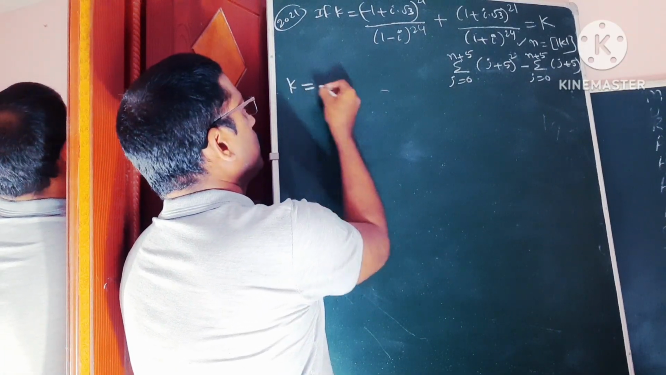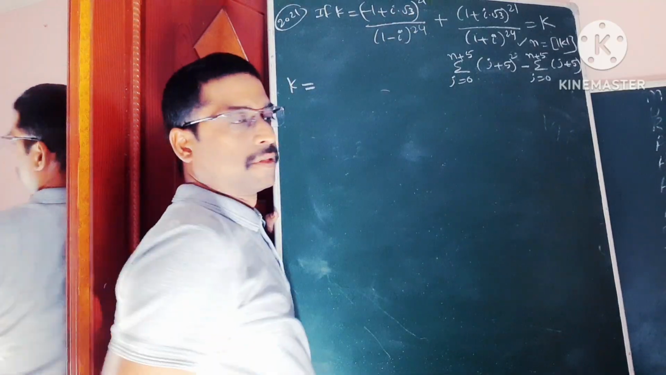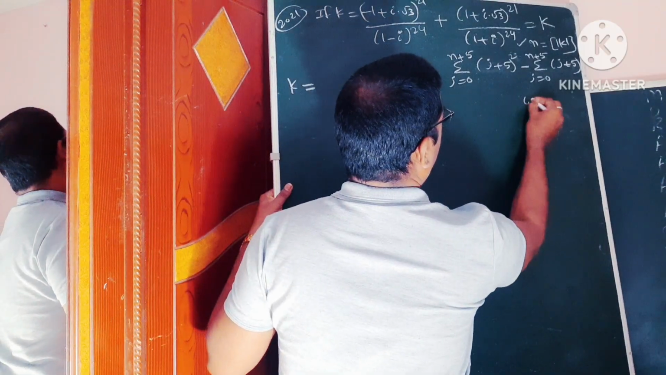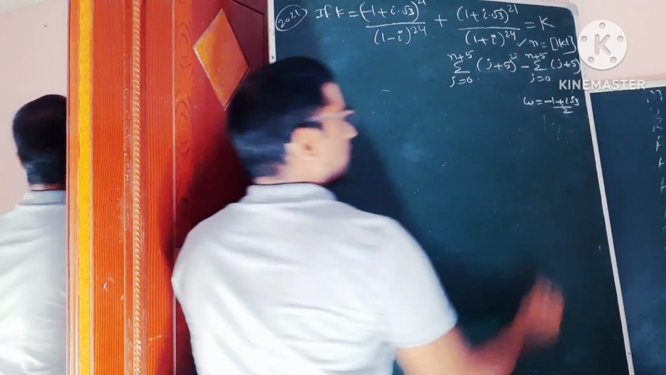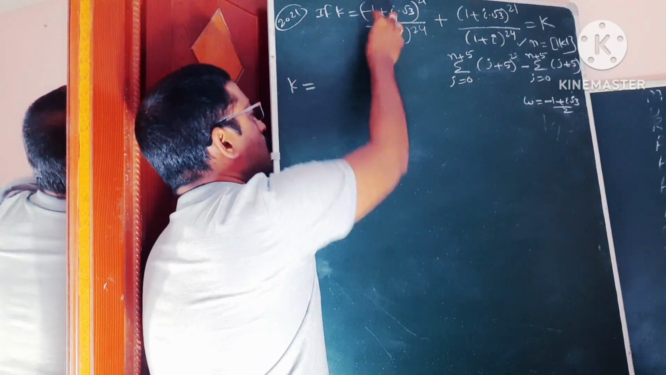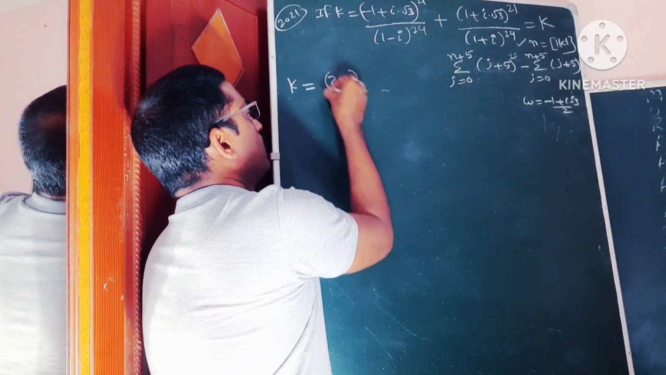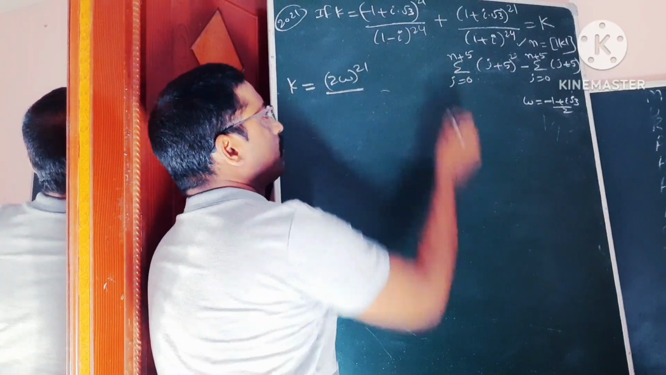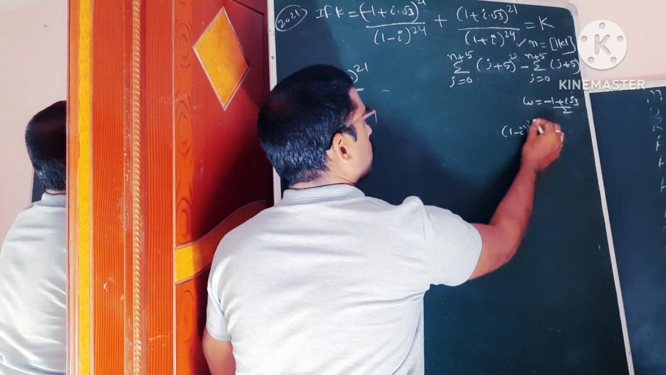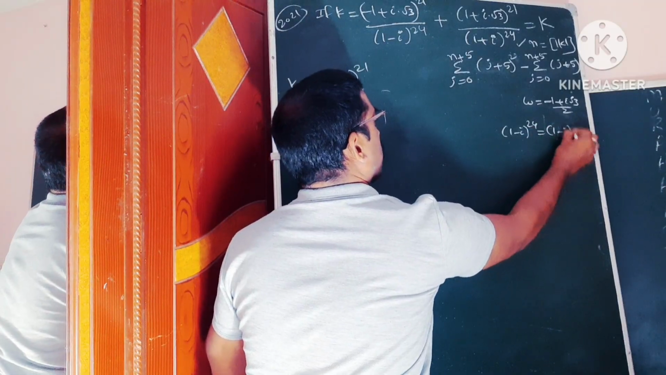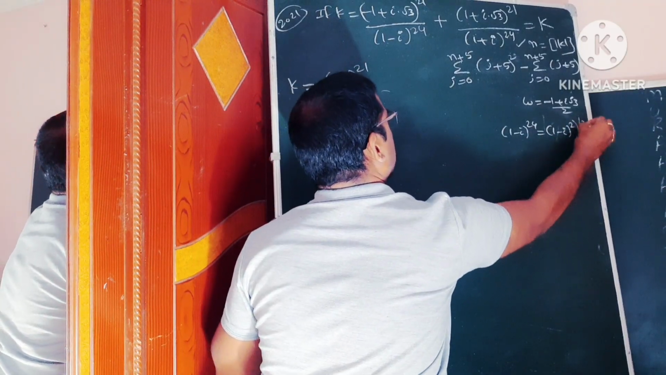K is equal to minus 1 plus i root 3. So what is omega here? Omega is equal to minus 1 plus i root 3 by 2. So minus 1 plus i root 3 is 2 omega, and the numerator is 2 omega power 21. But the denominator value is (1 minus i) whole to the power 24. (1 minus i) to the power 24 is equal to ((1 minus i) whole square) power 12.